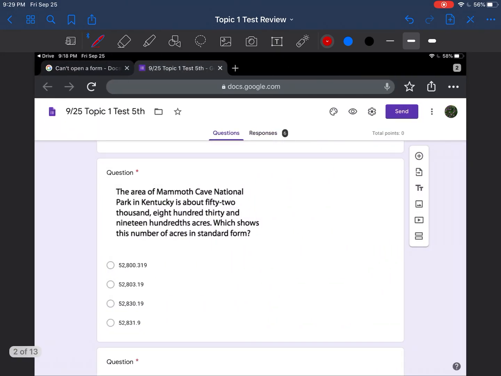The next question, it gave us a decimal in word form and we had to write it in number form or standard form. So it was 52,830. So the only one that says 52,830 is this one. And then it said 1900ths, and that matches as well. So it was the third option for that.